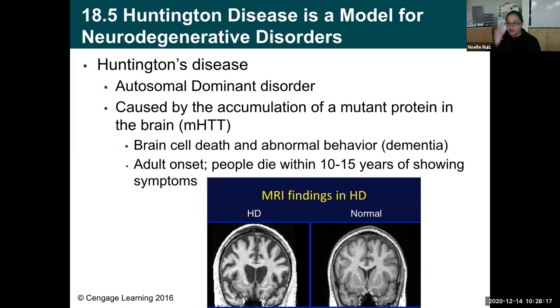It's adult onset. Most people do not know that they have this disease because it doesn't exhibit itself until the person is maybe 40. But once the symptoms start showing, that person generally has about 10 to 15 years to live.